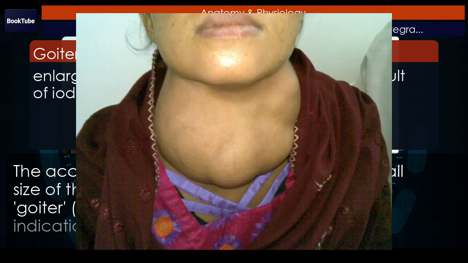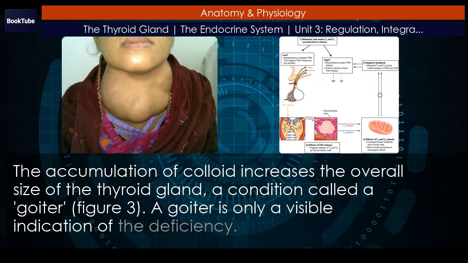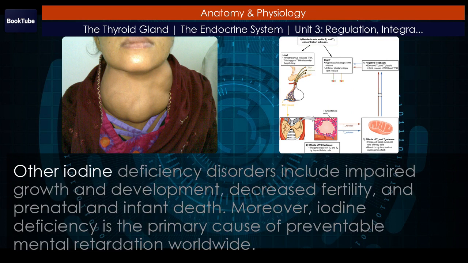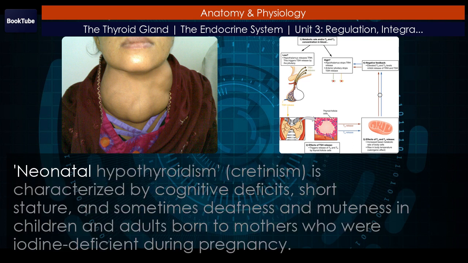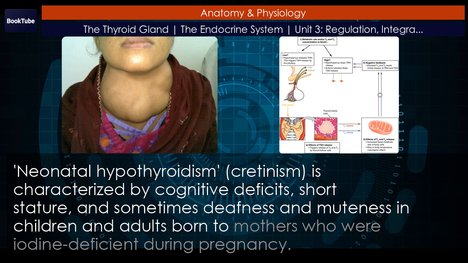Figure 3. A goiter is only a visible indication of the deficiency. Other iodine deficiency disorders include impaired growth and development, decreased fertility, and prenatal and infant death. Moreover, iodine deficiency is the primary cause of preventable mental retardation worldwide. Neonatal hypothyroidism, cretinism, is characterized by cognitive deficits, short stature, and sometimes deafness and muteness in children and adults born to mothers who were iodine deficient during pregnancy.